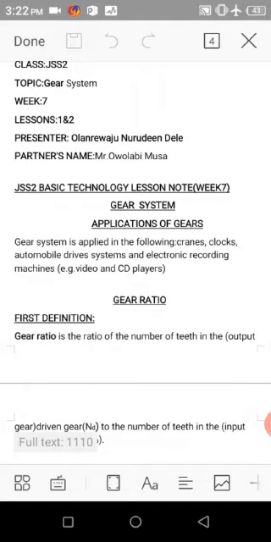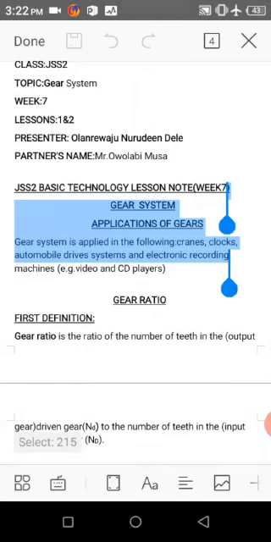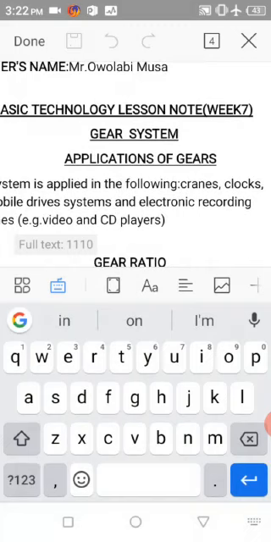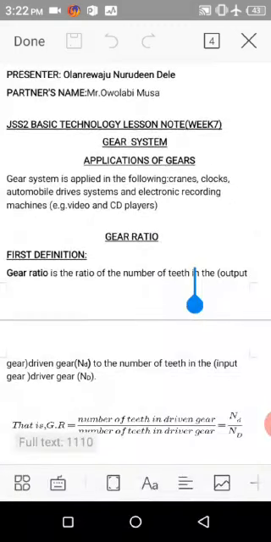Now let's go to the gear ratio. For gear ratio, we have about 2 definitions. The first definition here is that gear ratio is the ratio of the number of teeth in the driven gear to the number of teeth in the driver gear.